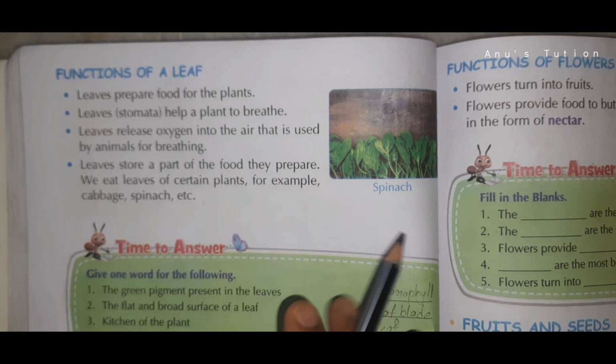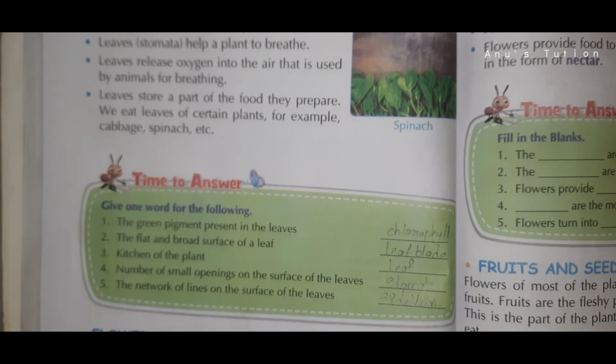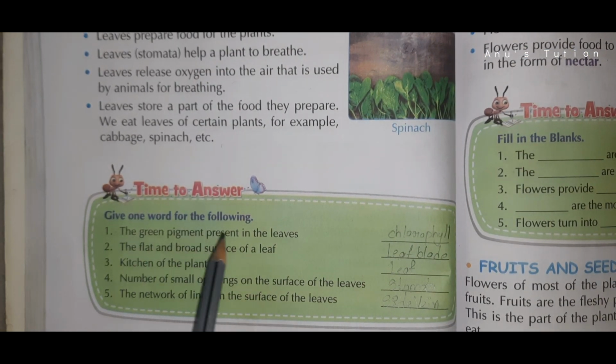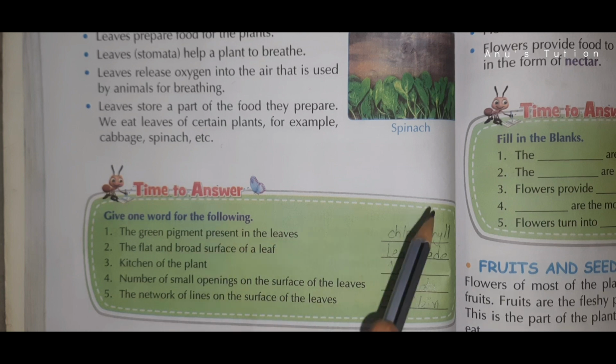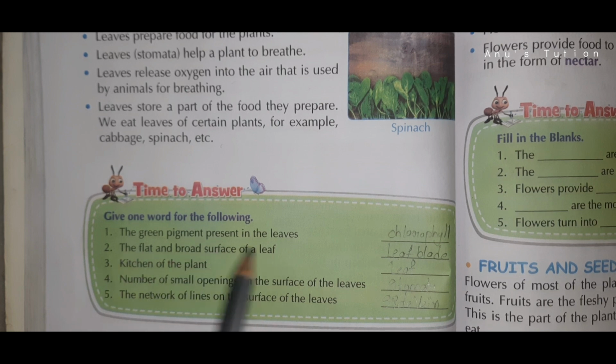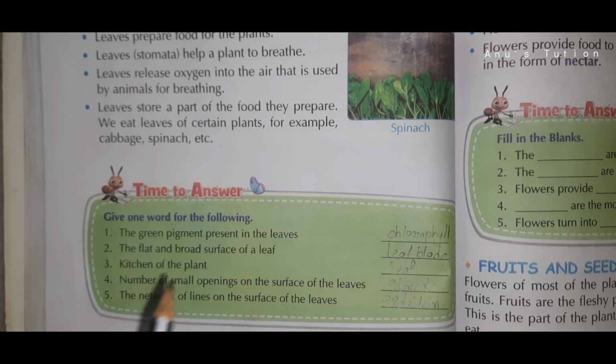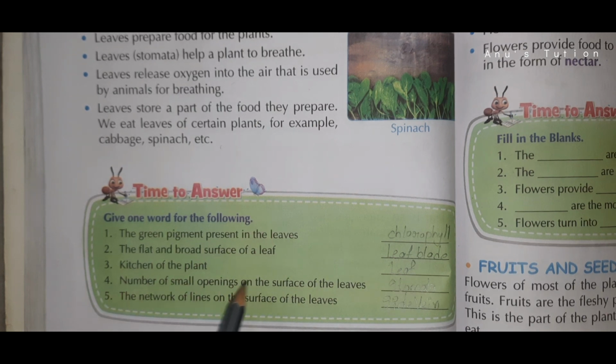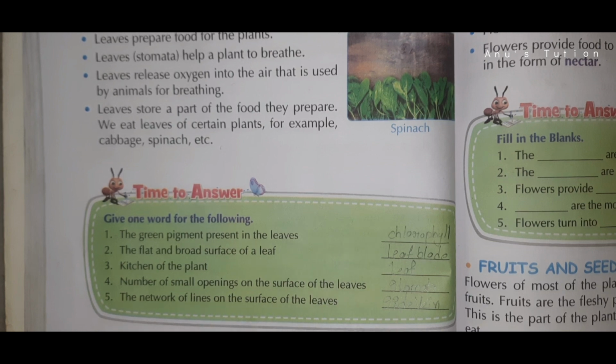So many are there. Here there is a fill in the blanks. We can see here the green pigment present in the leaves is chlorophyll. With this presence, we will be getting the color green in the plant. The flat and broad surface of a leaf is a leaf blade. Kitchen of the plant is nothing but leaf. Number of small openings on the surface of the leaf are stomata. The number of lines on the surface of the leaves is side vein.